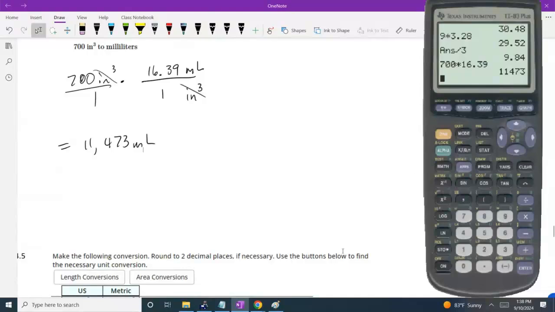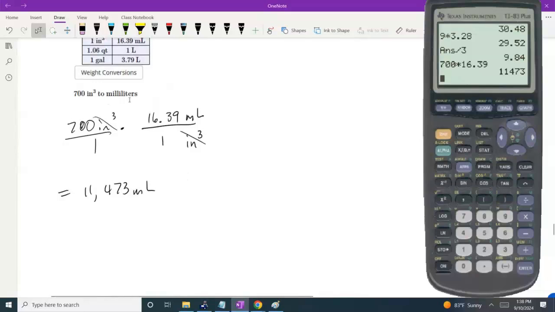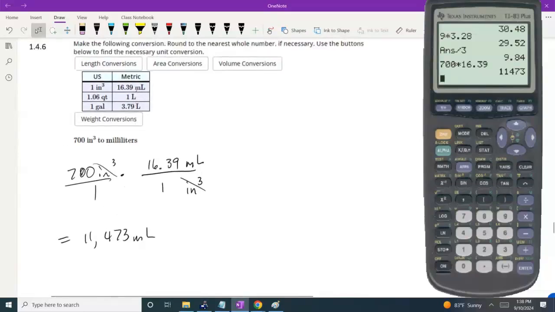Now, just one thing about liters. Liters is always written out in its abbreviated form by a capital L. All right, so notice up here, I do see milliliters, and in the chart it is mL. L for liters is always capitalized. All right, so that's 11,473 milliliters.